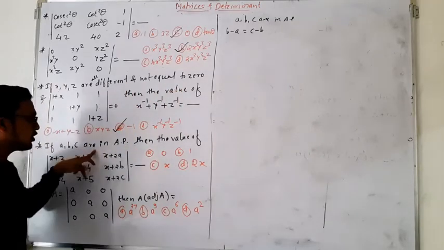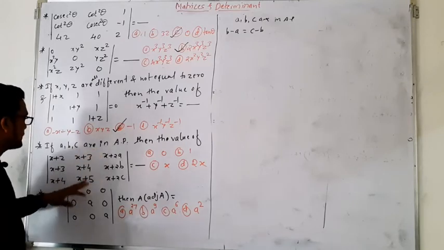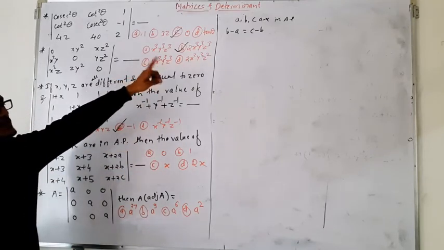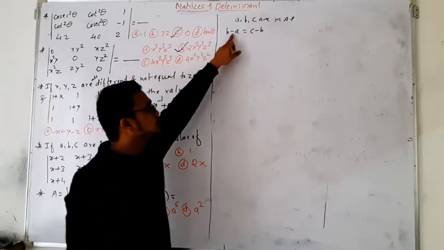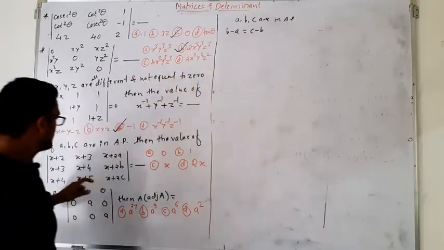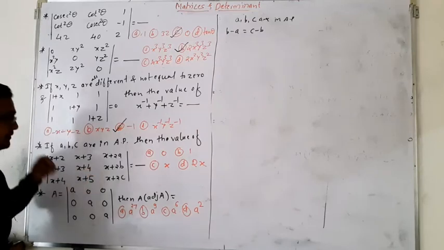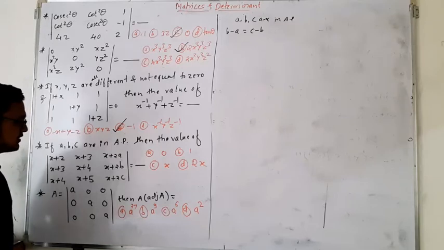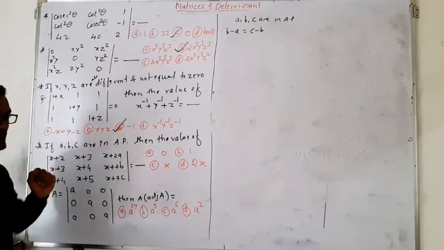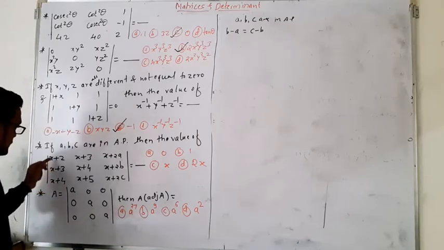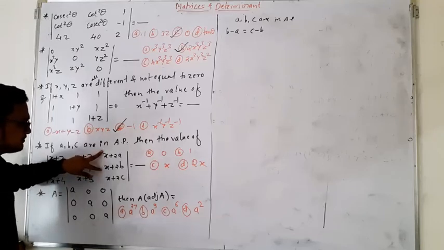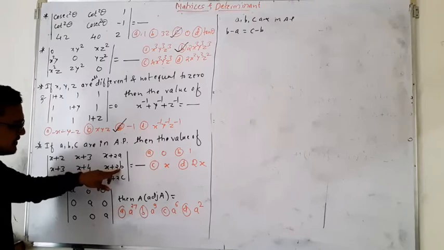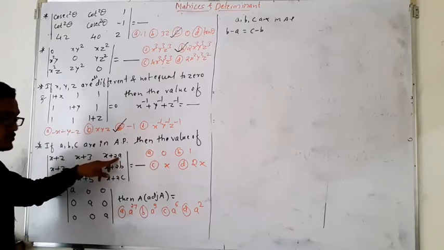But here we are not going to check whether it is AP or not. Already they have said A, B, C are in AP. So therefore I have taken the condition: B minus A and C minus B. So we have to make use of this condition in this determinant. Now see, in this determinant, after applying which operation can we form the terms B minus A and C minus B? If you observe the third term of the first row and second row, in the second row B is there, and in the first row A is there.